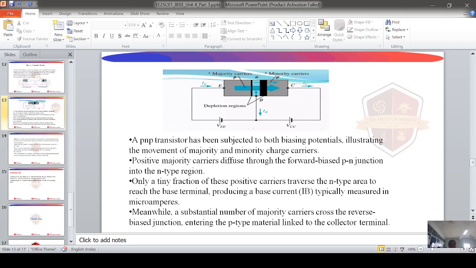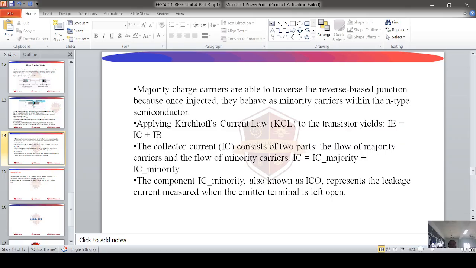Then current relationship in BJT. According to Kirchhoff's current law, the emitter current is equal to the sum of collector and base currents. So IE is equal to IC plus IB. The collector current mainly consists of majority carriers, while a small leakage current exists due to minority carriers.